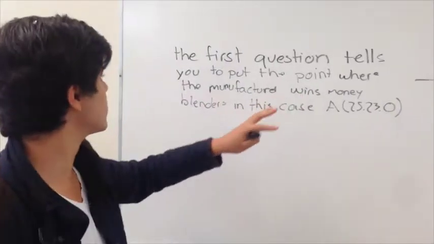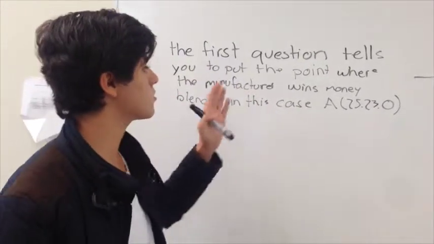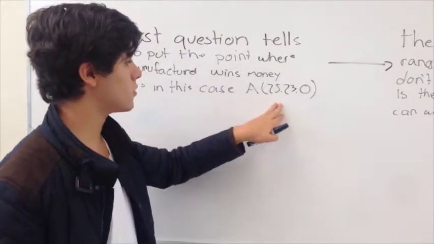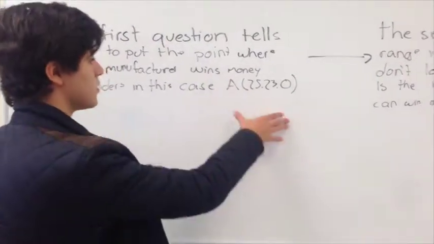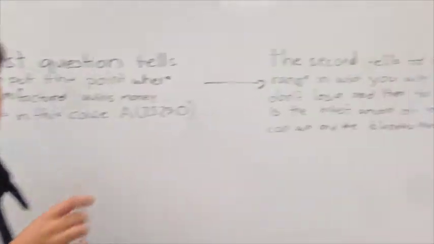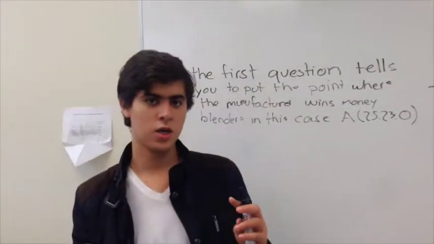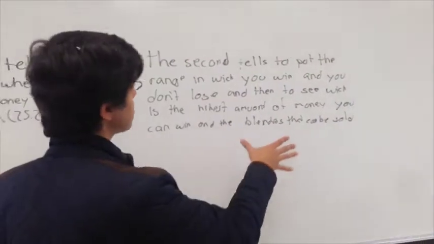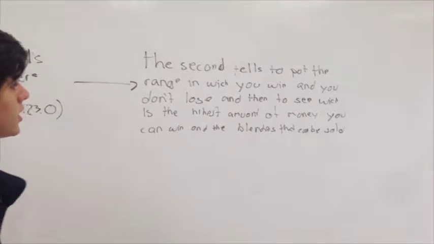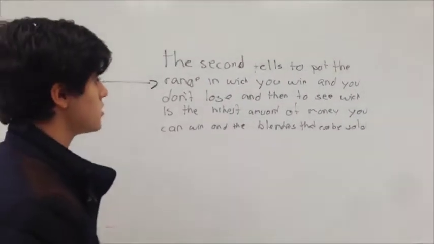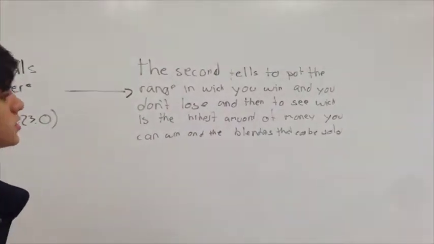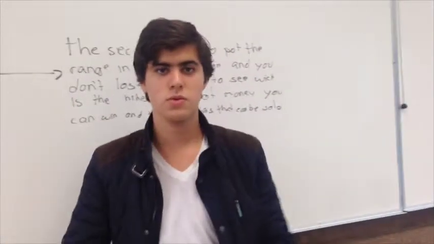The first question tells you to find the point where the manufacturer wins money. Blenders, in this case, the point is 25.23. This is the point where the graph tells you that you don't win nor lose money. The second asks for the range in which you win and don't lose, and then to see which is the highest amount of money you can win and the blenders that can be sold. That will be explained later with the graph.